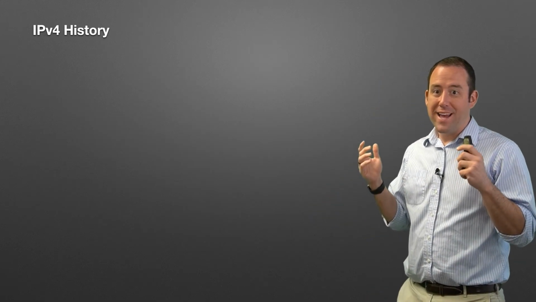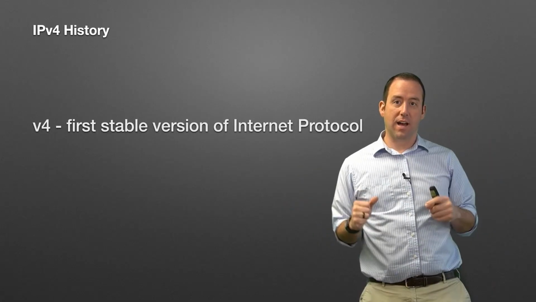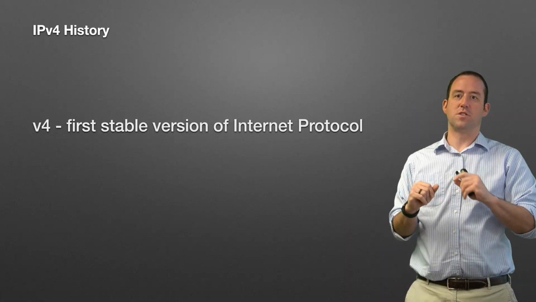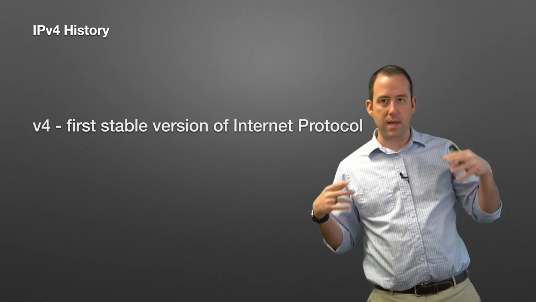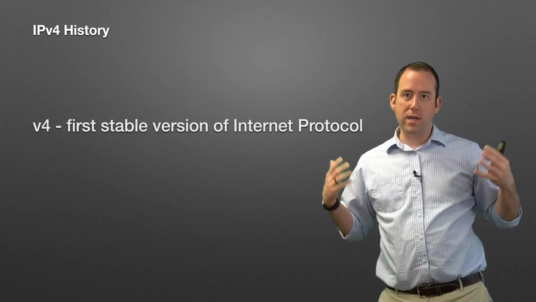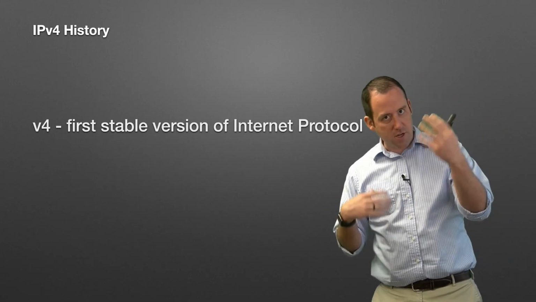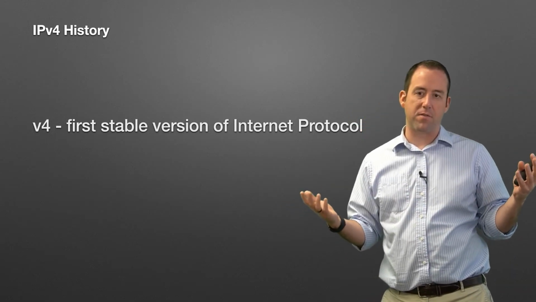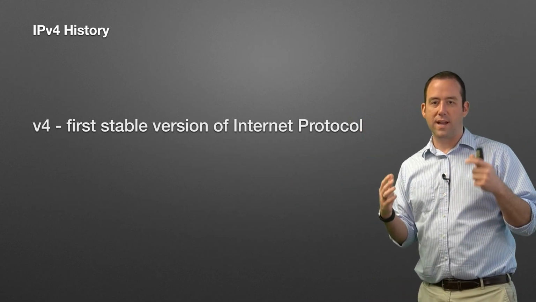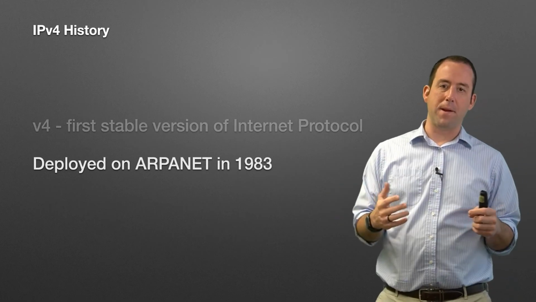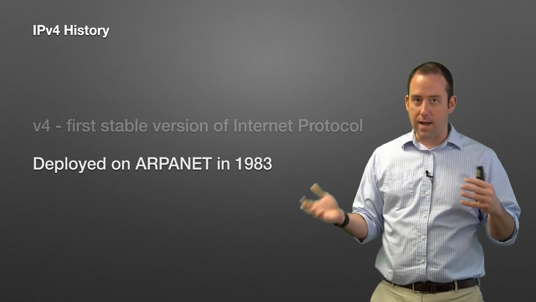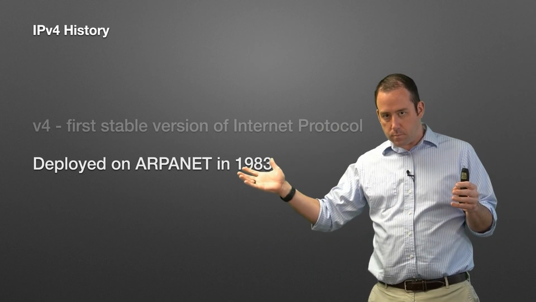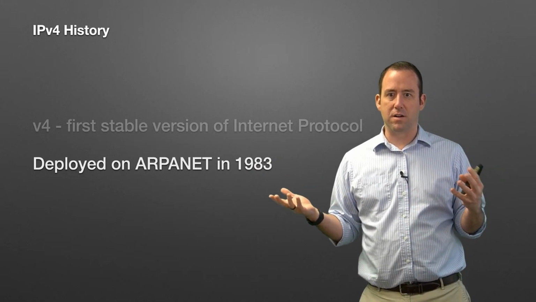And IPv4 is the first version of the internet protocol that matters. There were other versions before it, obviously, version 1, version 2, version 3. Version 4 was the first one that was stable and used and actually put into play. Iterations of the protocol and specifications and design ideas had been around for a long time, but v4 was the first one that got used, and it was deployed on ARPANET in 1983. So it's been around, not as long as ARPANET, which came around in the late 60s, but it's been around for a long, long time.